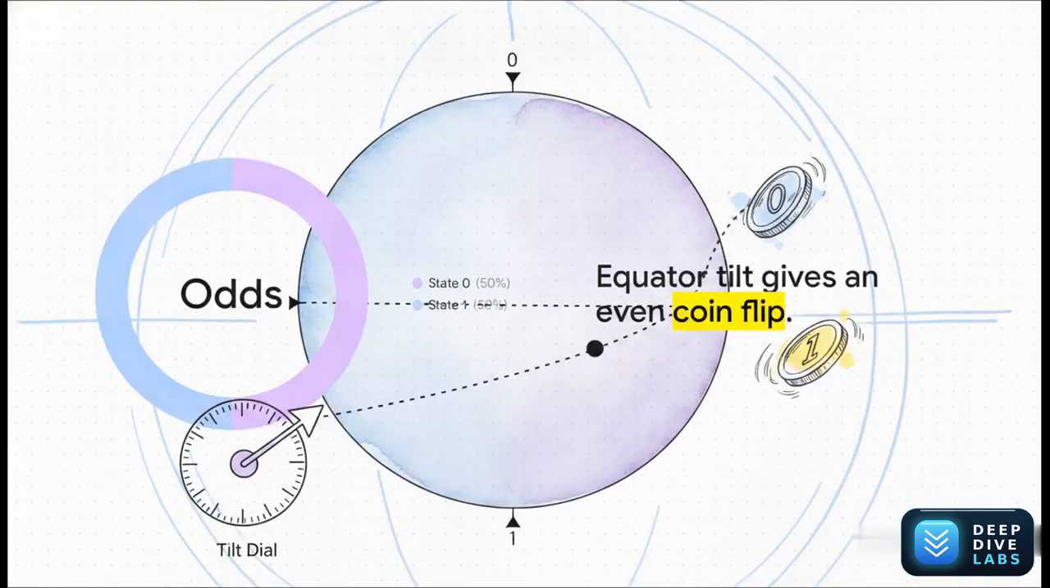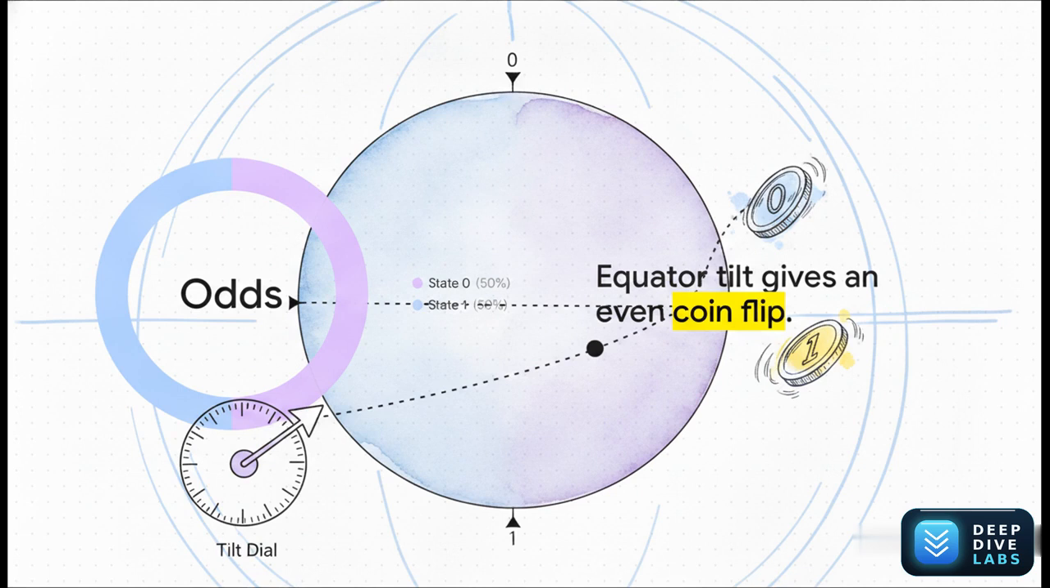Let's take a closer look at that first dial, the tilt. This dial basically controls your betting odds. If the arrow points straight up, you get a 0 every single time. But if you use the tilt dial to lean that arrow exactly down to the equator, boom, you get a perfect 50-50 coin flip between 0 and 1.